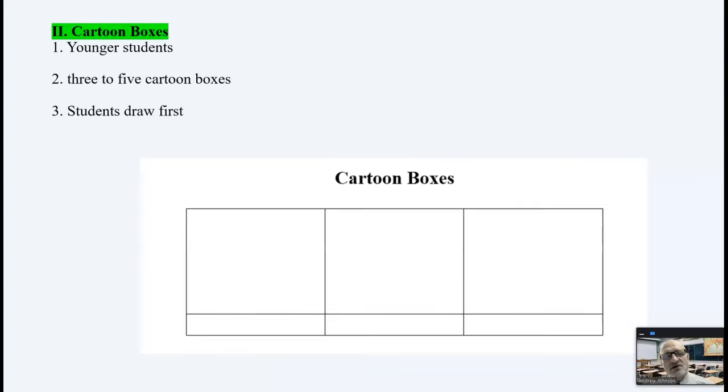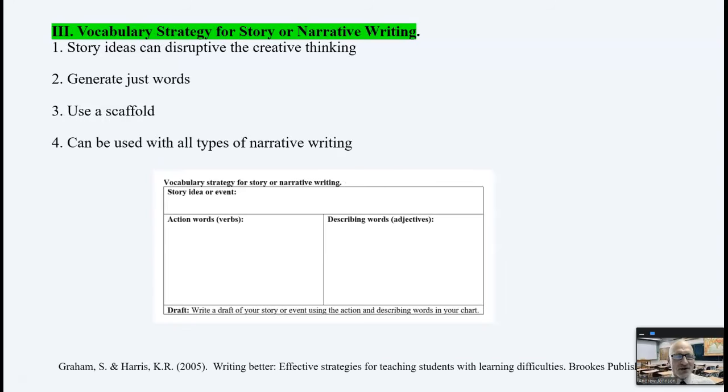Cartoon boxes. These are good for younger students. 3 to 5 cartoon boxes. They draw it first, and then they may want to write a sentence underneath, and that could be good enough. Or they could then take the writing underneath and write a narrative without the pictures. But with younger students, I like the picture part of it. Younger students, kindergarten, first, second, third. If they're writing and still enjoying it, keep doing it.